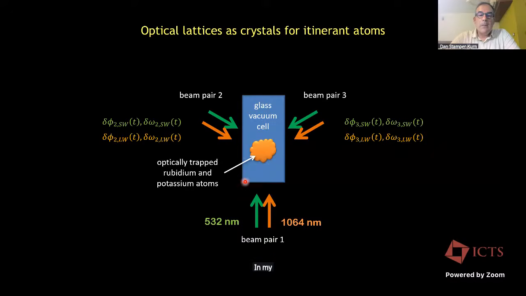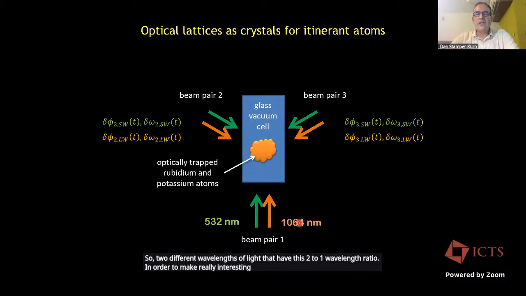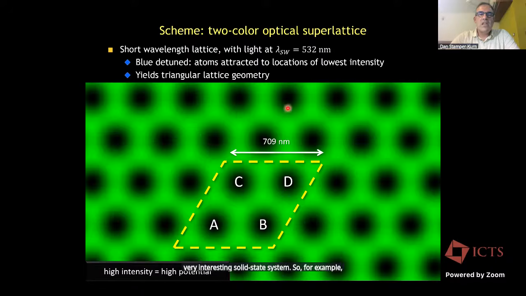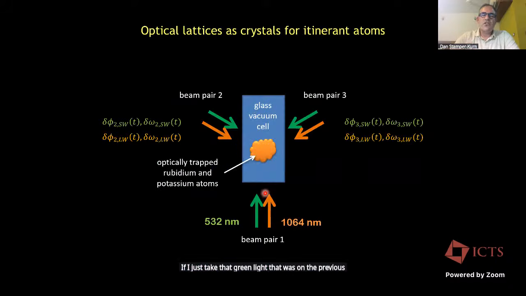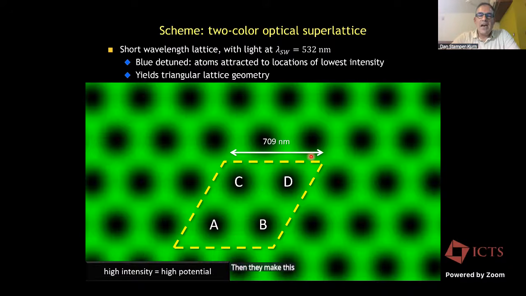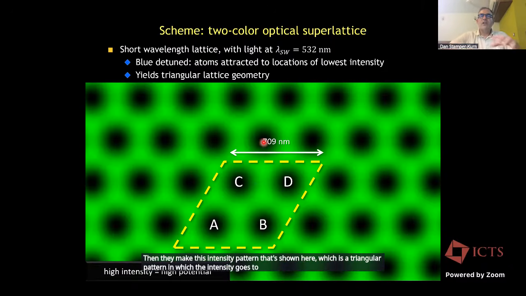In my own lab, we work with optical lattices, these intersections of various laser beams, and we sometimes use two different colors, so two different wavelengths of light that have this 2-to-1 wavelength ratio, in order to make really interesting optical lattices, which look like very interesting solid state systems. So for example, if I just take that green light that was on the previous image and I intersect 3 beams, they intersect in a plane, they all come in at 120 degrees from one another, then they make this intensity pattern that's shown here, which is a triangular pattern in which the intensity goes to 0, surrounded by regions where the intensity is not 0.